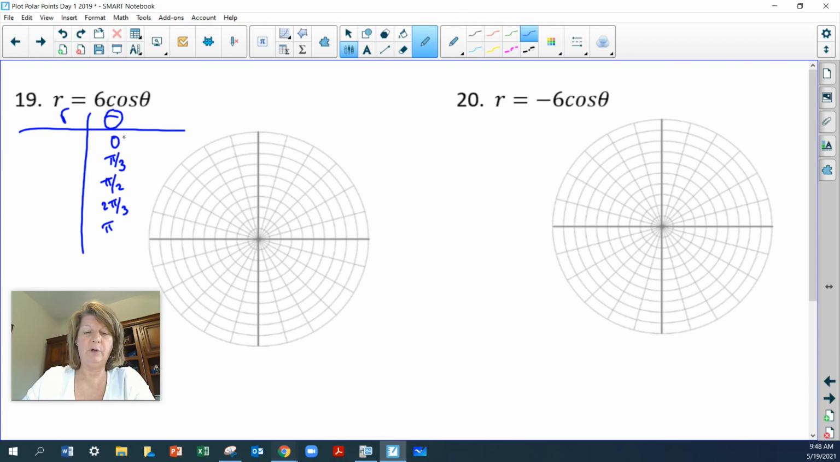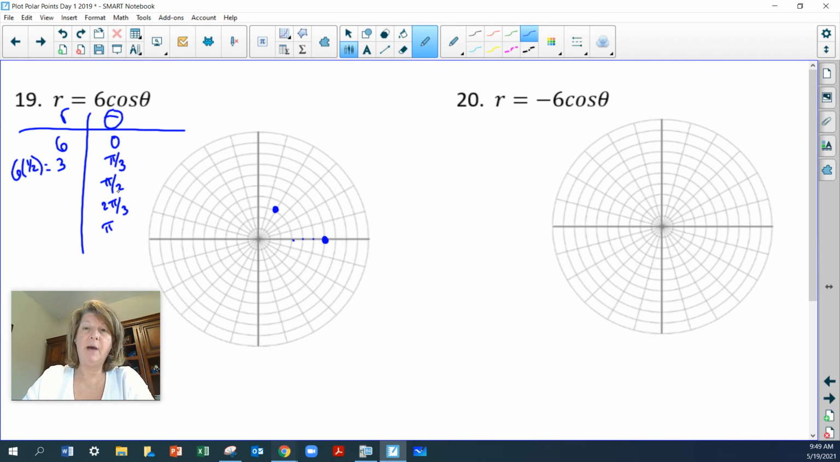Okay, so we put in 0. Cosine of 0 is 1. That's going to turn out to be 6. Let's go plot. Angle 0, 6 units out. 1, 2, 3, 4, 5, 6. Cosine of pi over 3 is 1/2. So I get 6 times 1/2, 3. So on the pi over 3, I needed to be out 1, 2, 3 units.